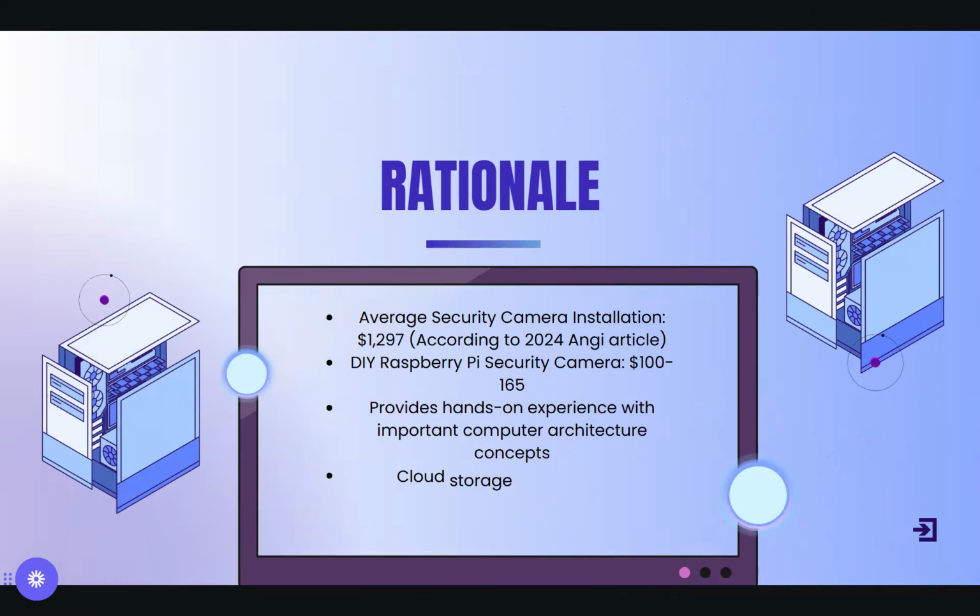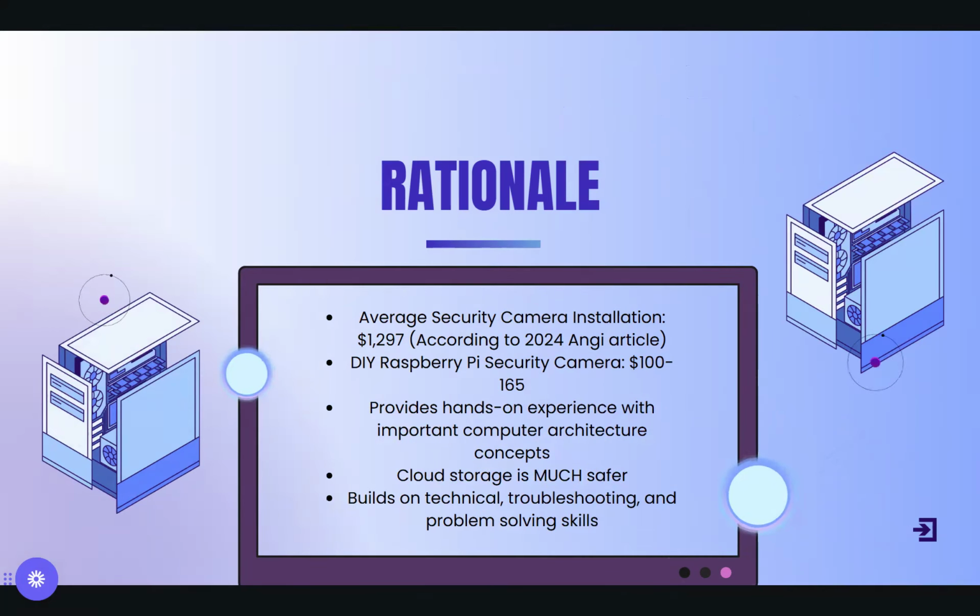Well, almost all homeowners these days have some sort of security system, and the demand for these systems will only continue to grow. But according to a 2024 article from Angi, the average cost of installing a security camera is over $1,000. So, making your own cloud-based security camera with a Raspberry Pi is much more efficient, and this also gives you hands-on experience with important computer architecture concepts such as networking, operating systems, and file storage.